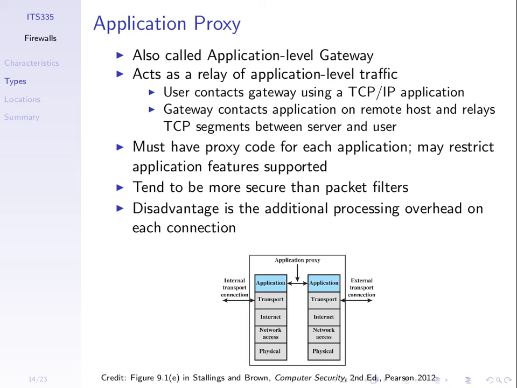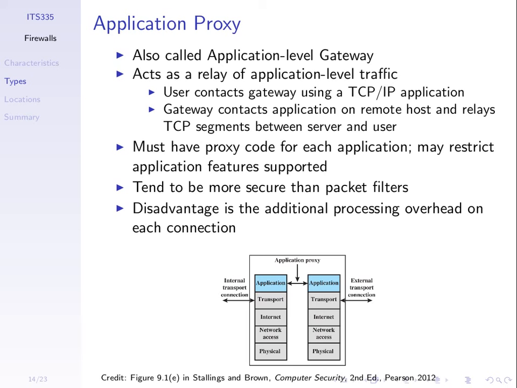Our packet filtering firewall, packets pass through it, whether they're accepted or dropped, they just don't go through. In the simplest form, it doesn't worry too much about what the content is. It just looks at the IP and transport layer headers. An application proxy or an application level gateway acts as some form of relay.